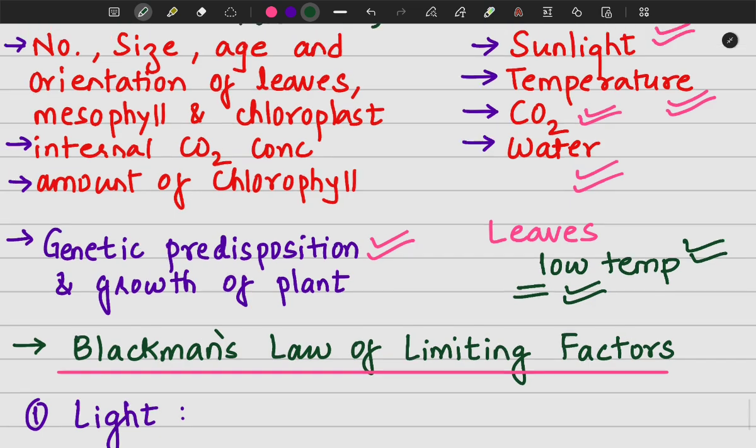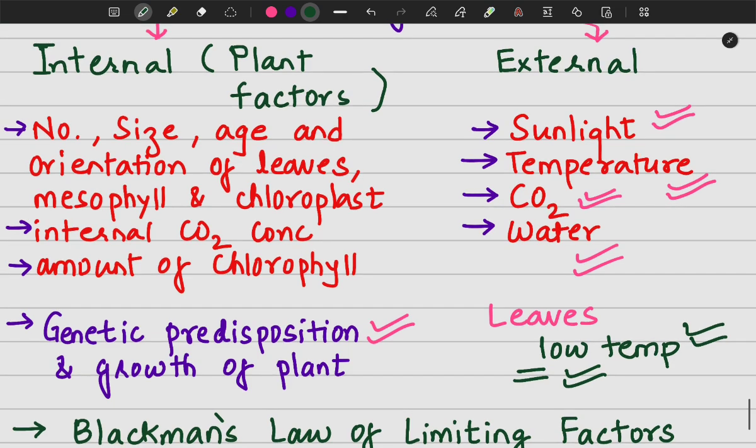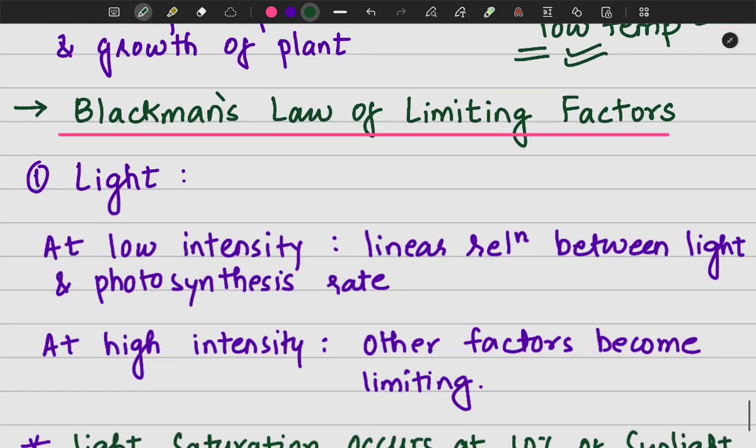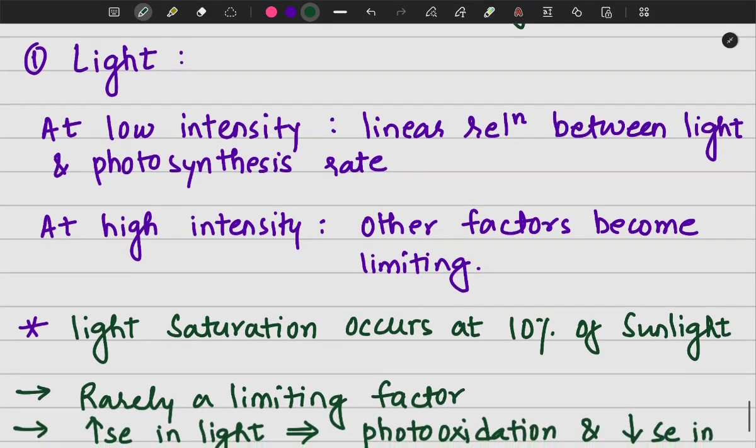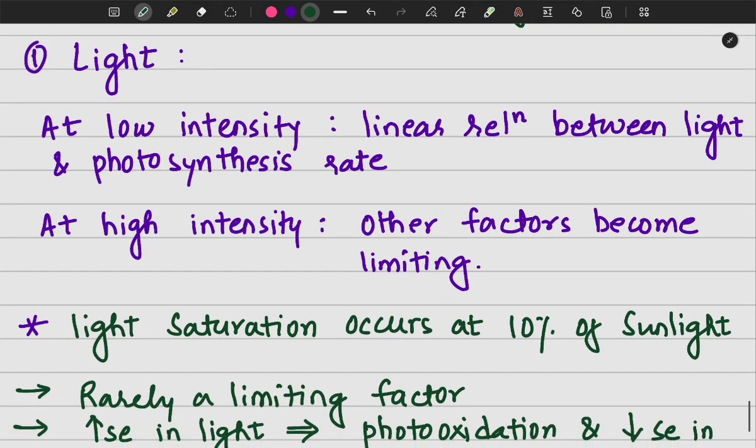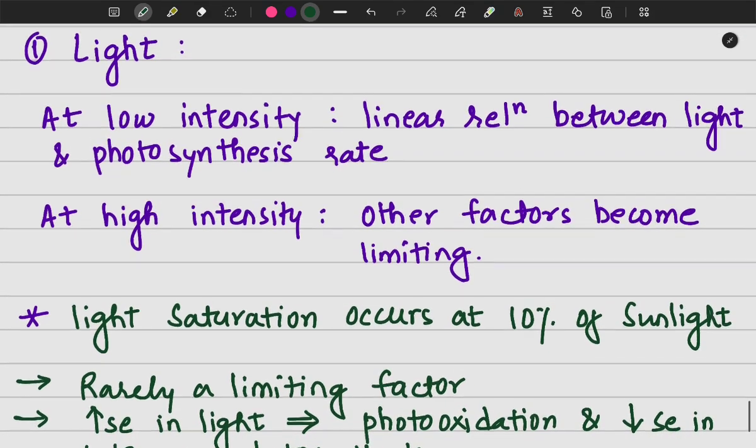Now let us move on to the different types of external factors that affect the rate of photosynthesis. So the first external factor is the light.